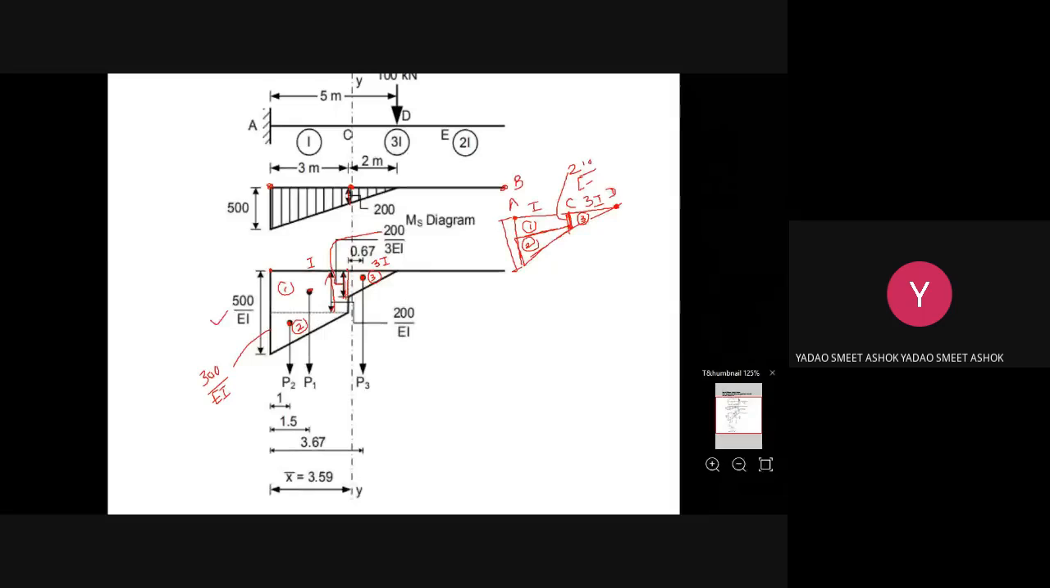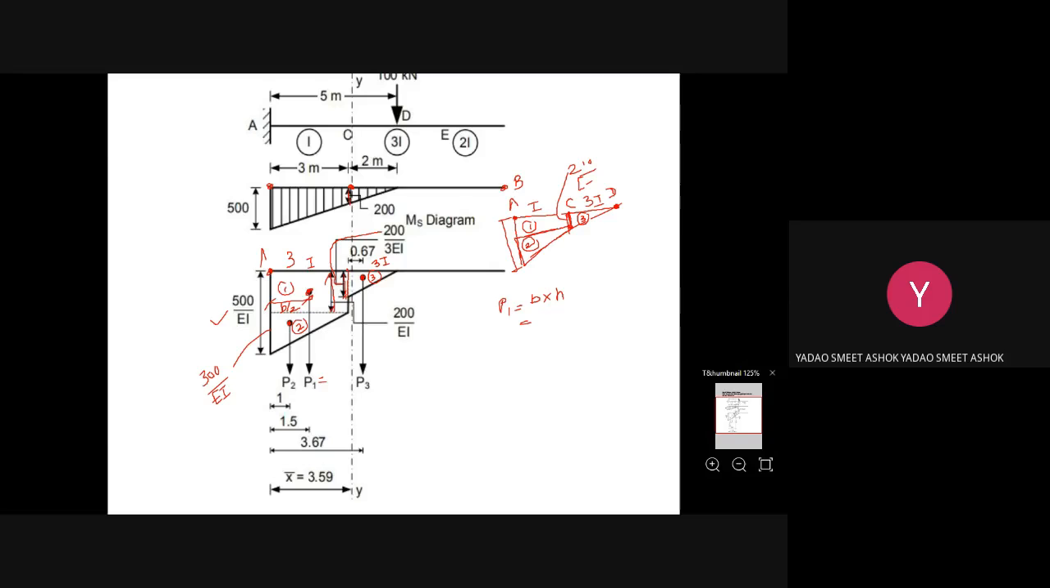Now after plotting this MS by EI diagram, you have to locate the loads, that is P1, P2 and P3. P1 is located exactly at the CG of this given figure, at a distance of B by 2 from point A, exactly at the center. How can you find the value of P1? That is the area of the first rectangle. The area of the rectangle is B into H. What is B? B is A to C. B distance is 3, and the height is 200 by EI. I have given the calculation in the next step.